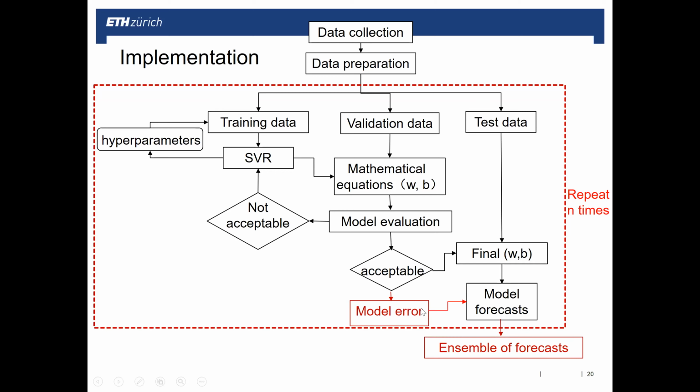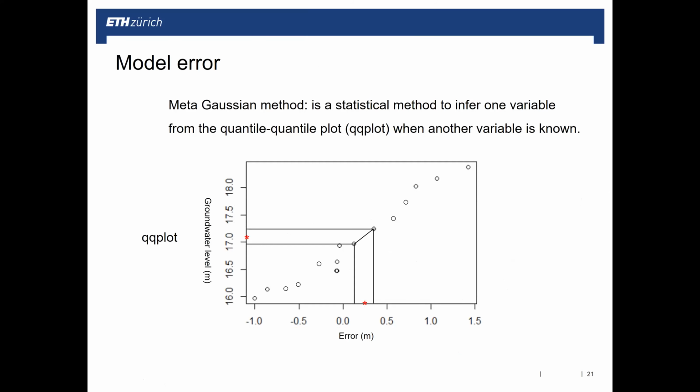Here is how to quantify these errors in the model calculation. We use the meta-Gaussian method, which is a statistical method. It tries to infer the errors from this quantile plot. You get this plot from the validation dataset. From the validation dataset, you have the groundwater level, and you know the error between the calculation and the observations. And then you draw this QQ plot.